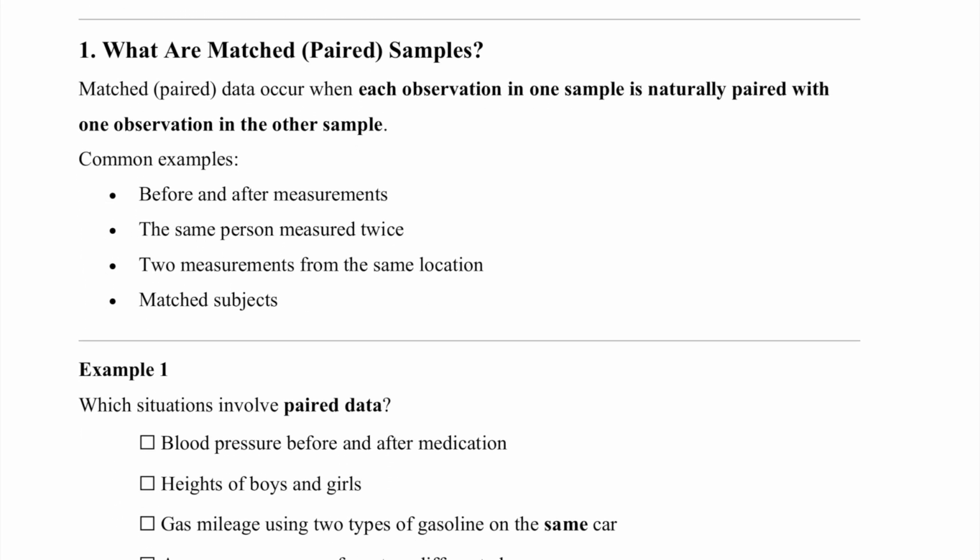So what are matched or paired samples? Matched data occur when each observation in one sample is naturally paired with one observation in the other sample. Usually, this means we are measuring the same person, object, or location twice. Let's look at example 1.